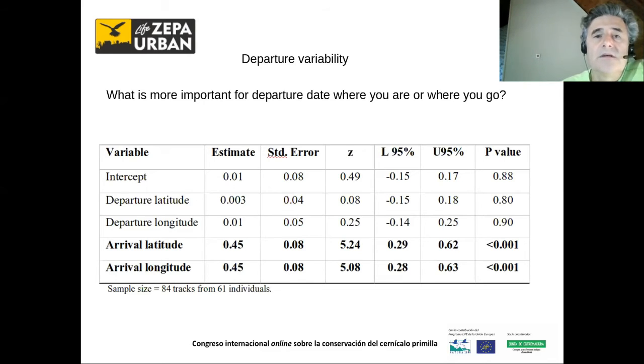So what is more important for departure day, where you are or where you want to go? The departure date could be influenced by the place where the birds are, so what they are experiencing at that time, or mainly by the place where they want to go, what they expect to experience at that time. And what we see in this model, where we are modeling this in relation to arrival latitude and longitude, or departure latitude and longitude, is that the place of departure has very little, no significant influence, while the place of arrival has a very strong influence.